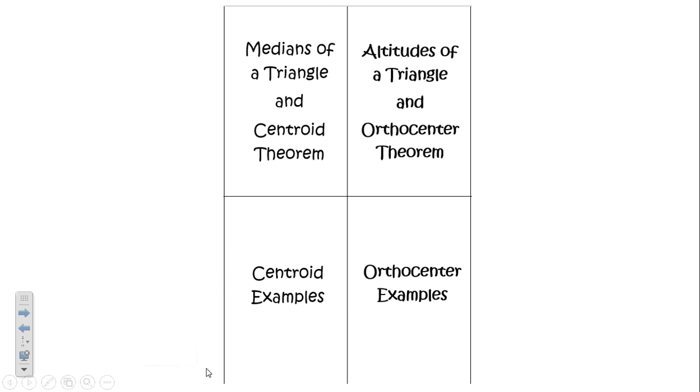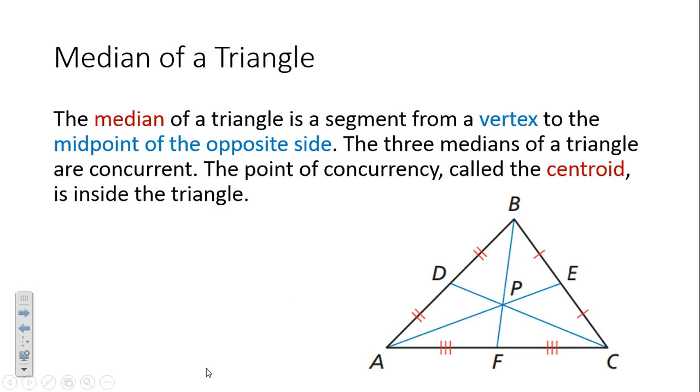Okay, so we have the outside of our notes sheet, graphic organizer filled out. Median of a triangle is a segment from a vertex to the midpoint of the opposite side. The three medians of the triangle are concurrent. The point of concurrency, called the centroid, is inside the triangle.